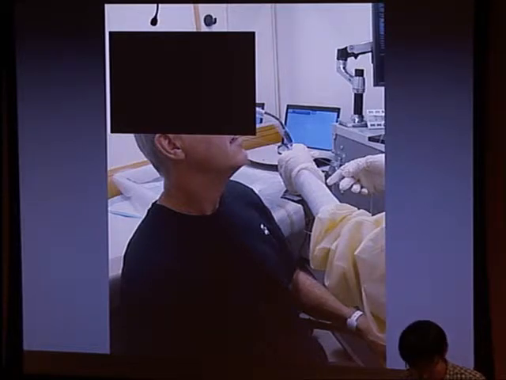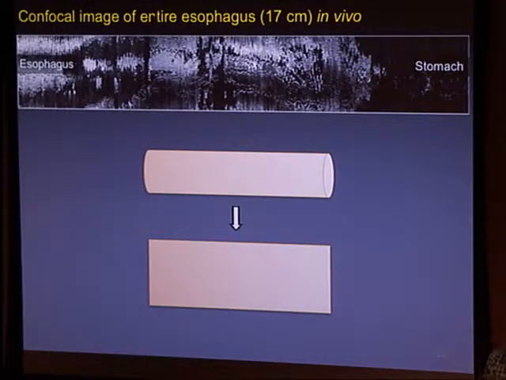But anyway, this is the kind of image that we can get from this capsule device. You can cover from esophagus to stomach, which is about 17 centimeters in length. And again, the esophagus is a tube, and you cut on the side and open it, and that's how you look at this.